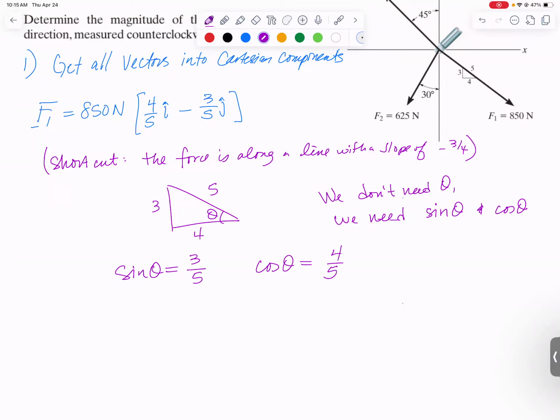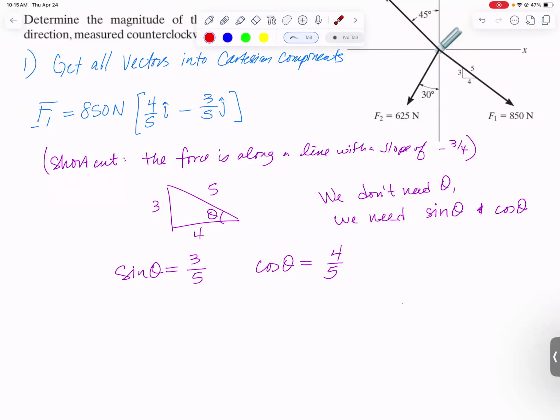If you want, you could first use an inverse trig function to solve for theta and then take the sine and cosine, or you can recognize that you already have a similar triangle where you know all the sides, so you can get sine of theta and cosine of theta, skipping the step of actually solving for theta.